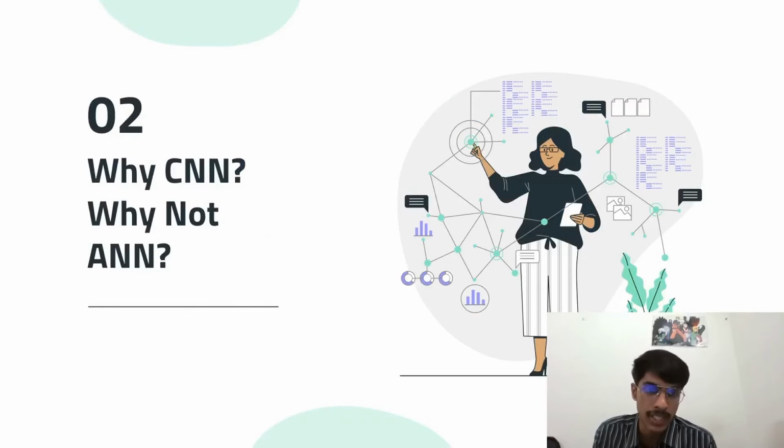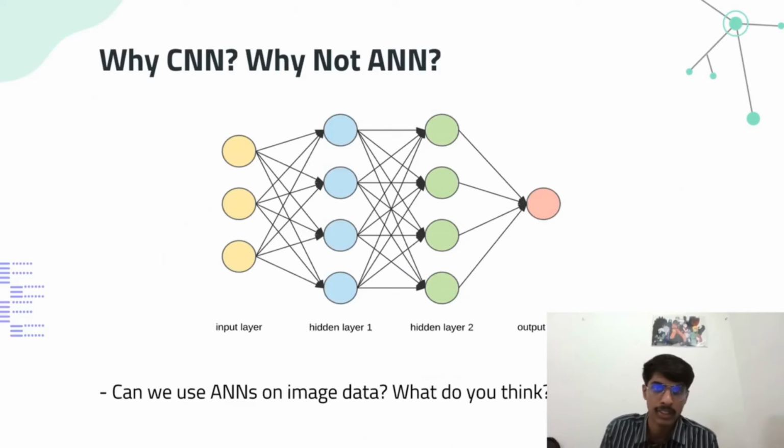So why CNN and why not ANN? Why can't we use ANN with image data? This is the typical ANN architecture, right? We have the input layer, then we have the much dreaded black box, the hidden layers, and we have the output layer. So the question is, can we use ANNs on image data? What do you guys think?